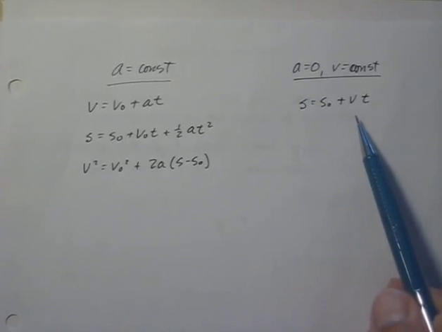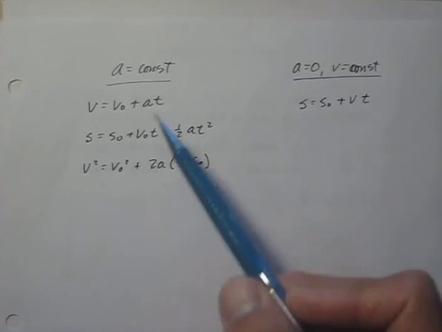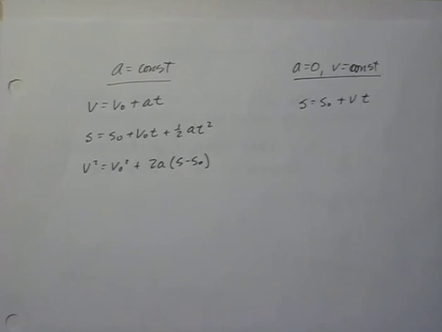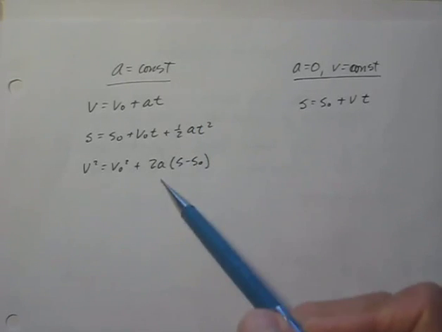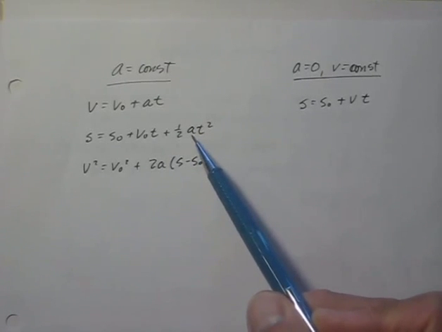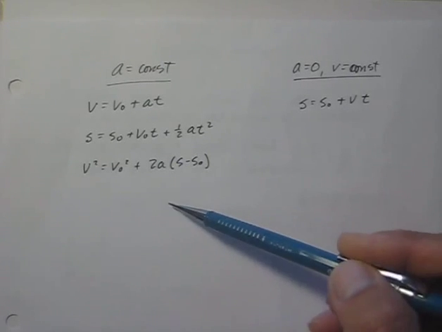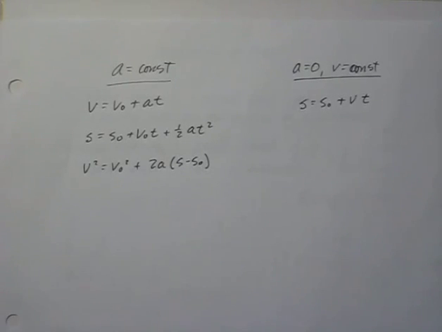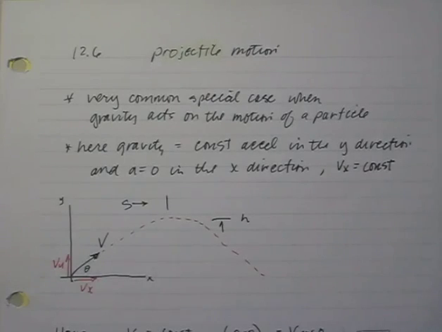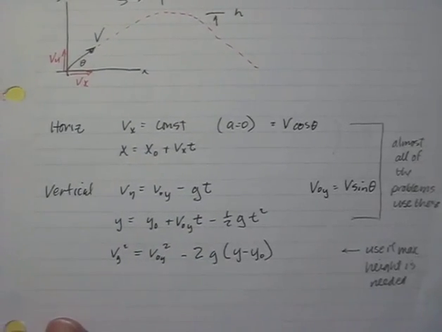So this is the equation that applies in the x direction because acceleration is zero, velocity is constant. These are the equations that will apply in the y direction because gravity is constant. What we'll do in these cases, however, we'll assume that a is equal to minus g, because usually positive direction is going up, and so g will generally be in the negative direction. All right, so with that, let's look at how we apply those equations in projectile motion.